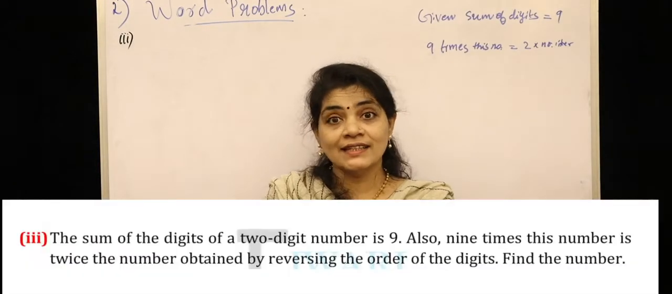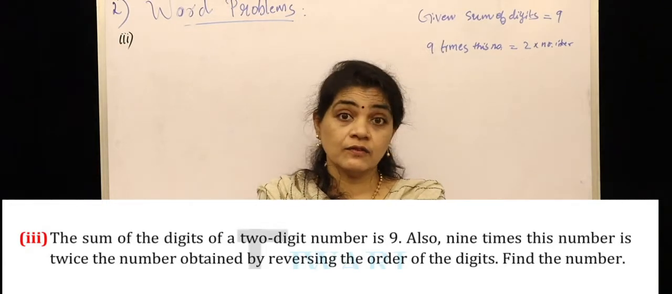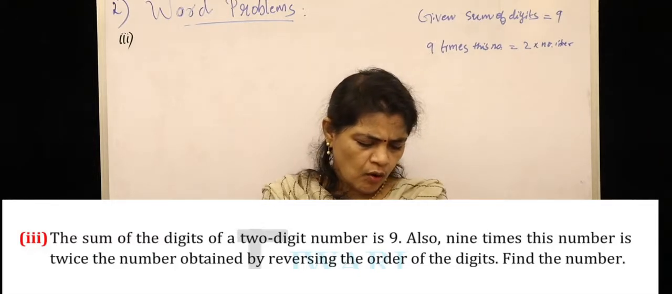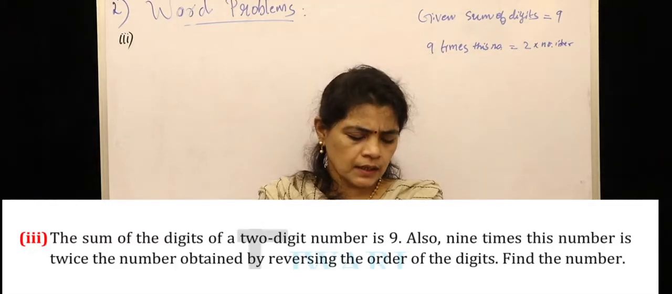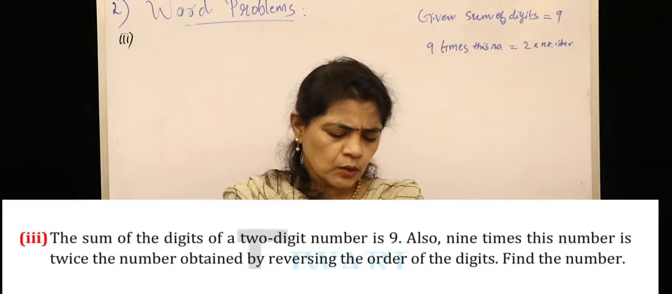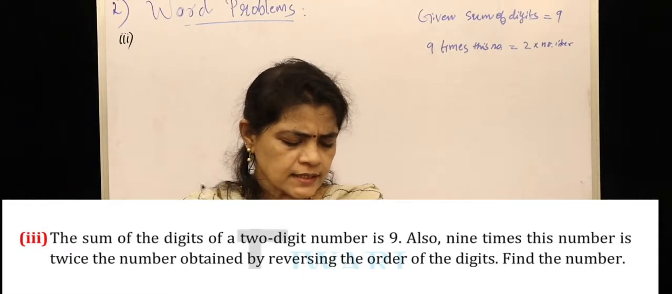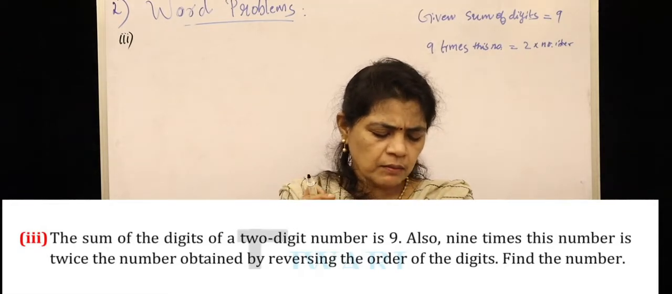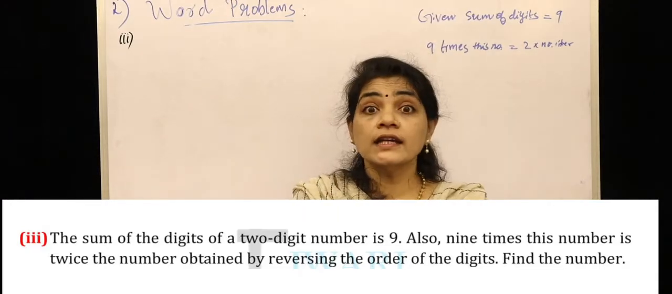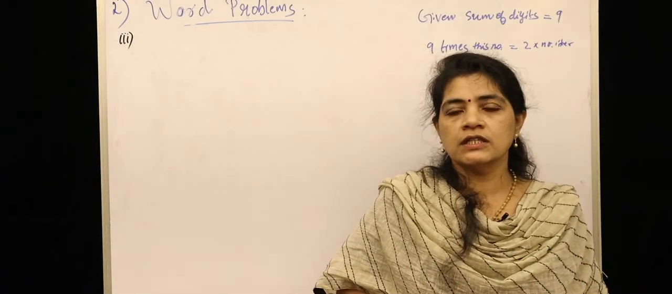Now we are solving the third question. This is one of the very important questions of this exercise, that is the word problems. The sum of the digits of a 2-digit number is 9. 9 times this number is twice the number obtained by reversing the order of the digits. Find the number. It's a very important question, children.